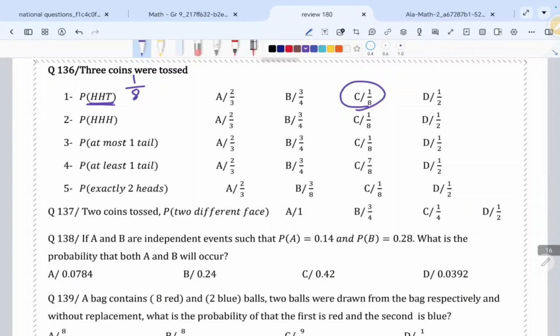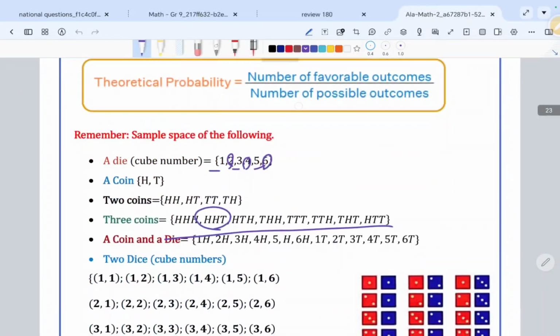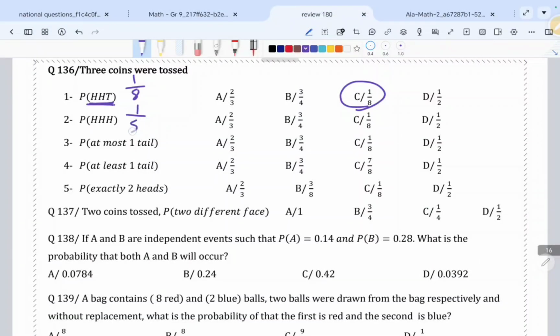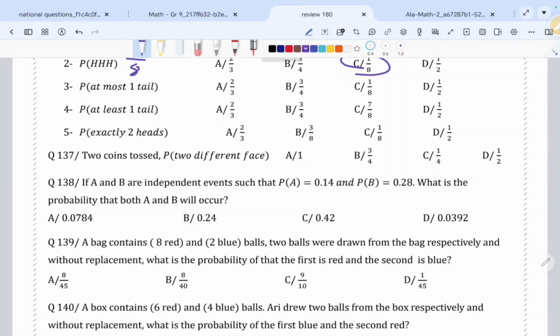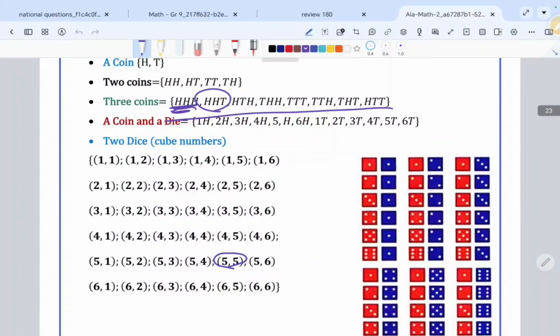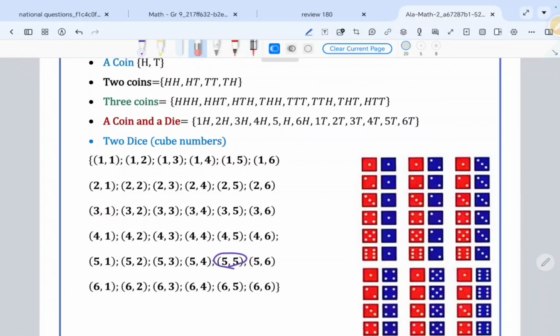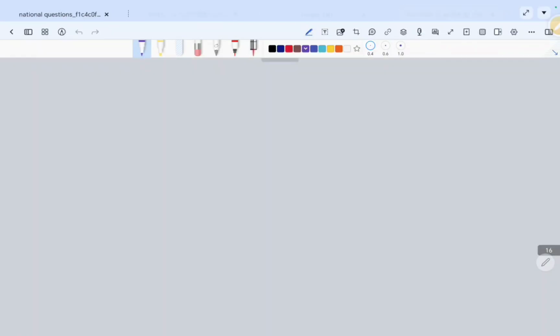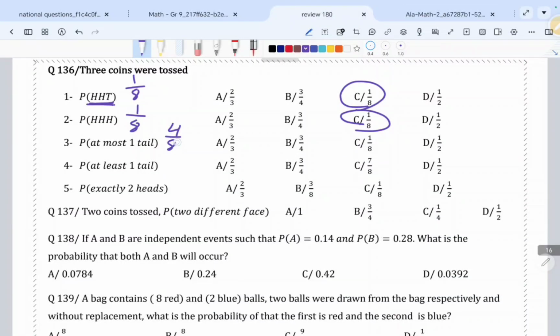C. Probability of HTH. There is only one. So again, it's 1 out of 8, which is C. At most 1 tail. Okay, so 0 or 1 tail. At most means that number and less. Let's see. At most 1 tail. So it will be 4 out of 8. 4 out of 8 is equal to 1 out of 2.